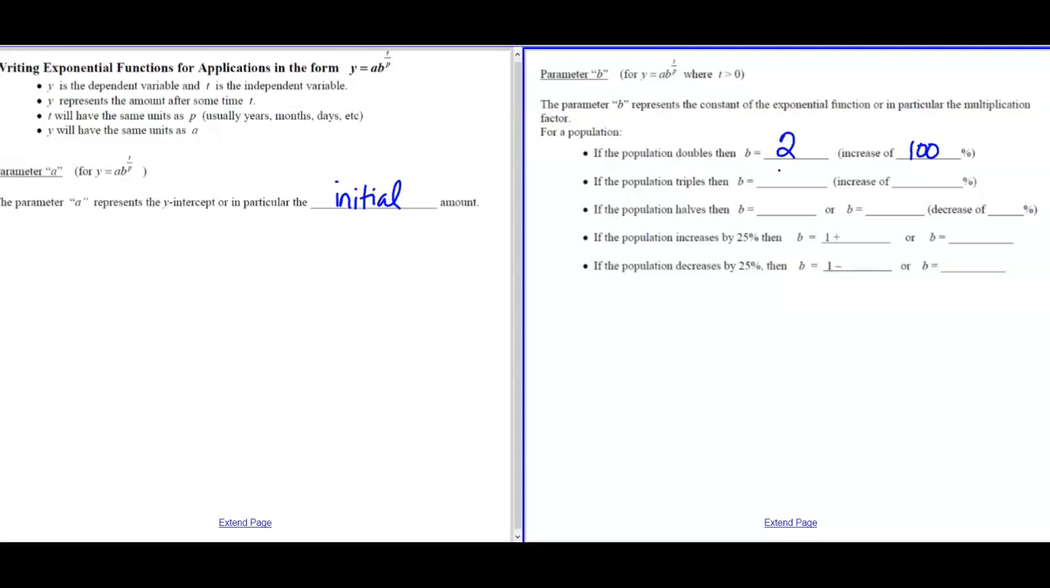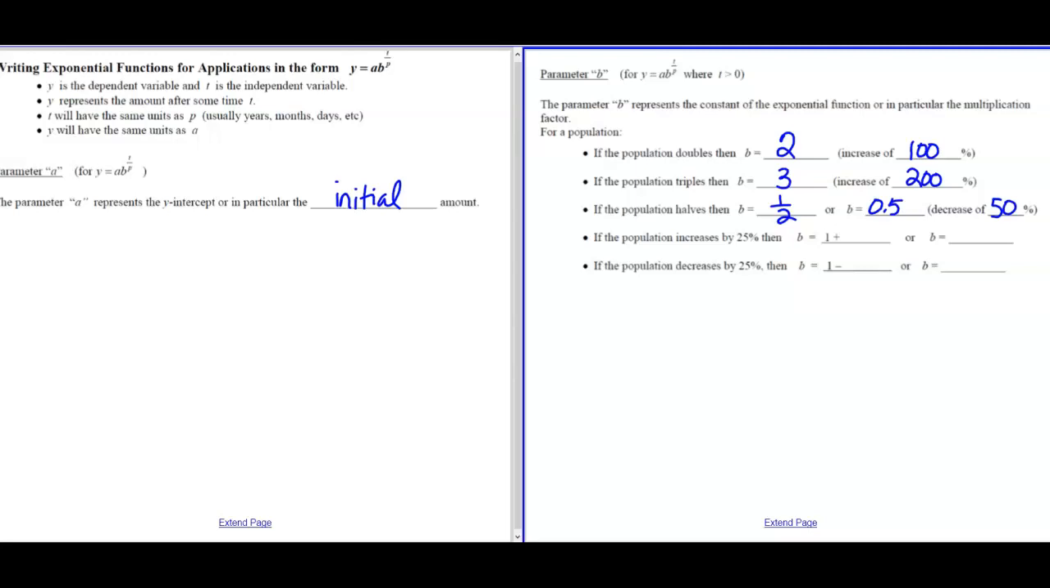If it triples, then b would be 3. So your initial amount plus 200% more. So 100 plus 200 is 300%, which is 3. If it halves, then b is a half, or you could say 0.5. I would never convert a repeating decimal and round it. So if it was dividing by 3 every time, I wouldn't put 0.33. I put 1/3 because that's exact. 0.33 would be rounded, right? In this case, that's equivalent to a decrease of 50%.